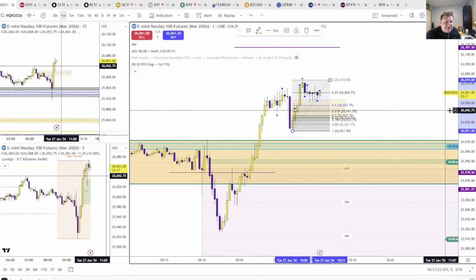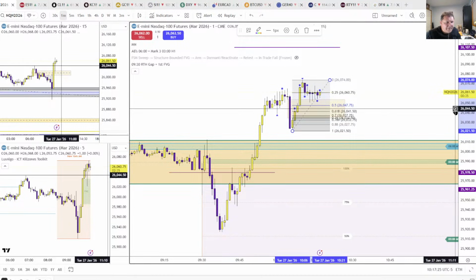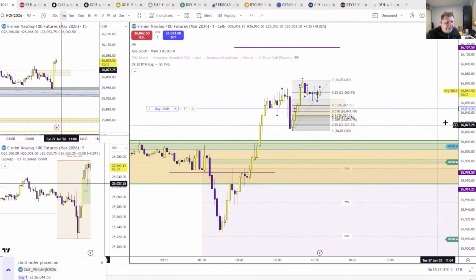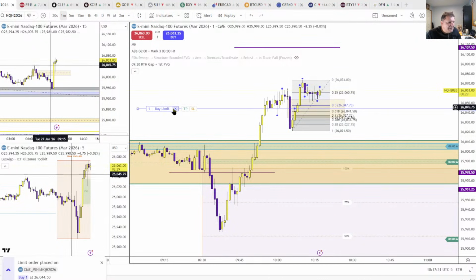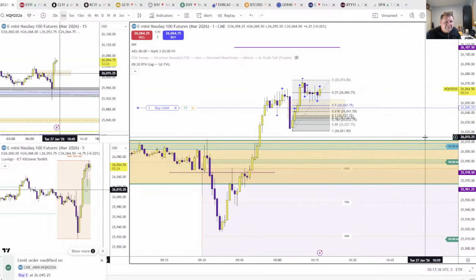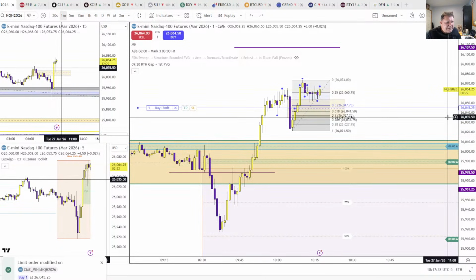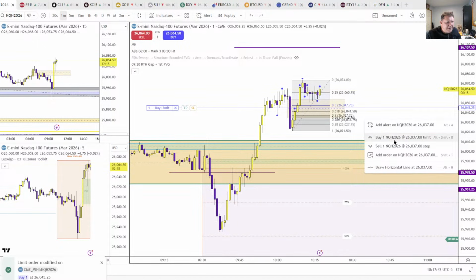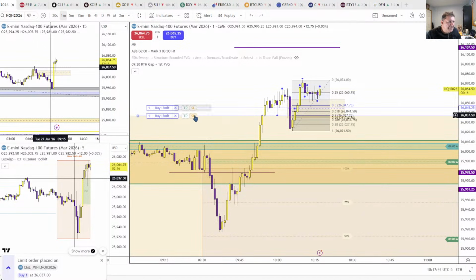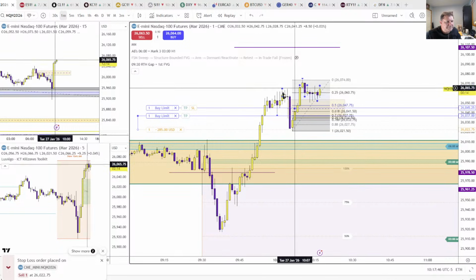I'll even put the little buy orders right there at 50% of this. Maybe just a touch above that, because that'll usually, and then I want to be right there. Stop loss will be right there.